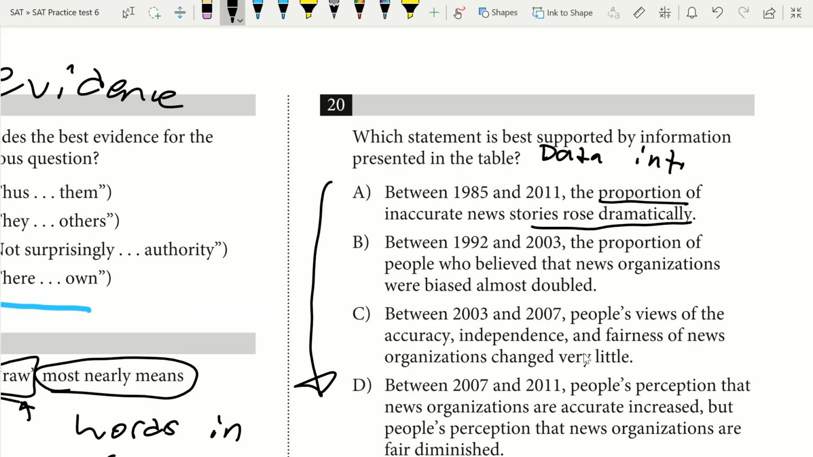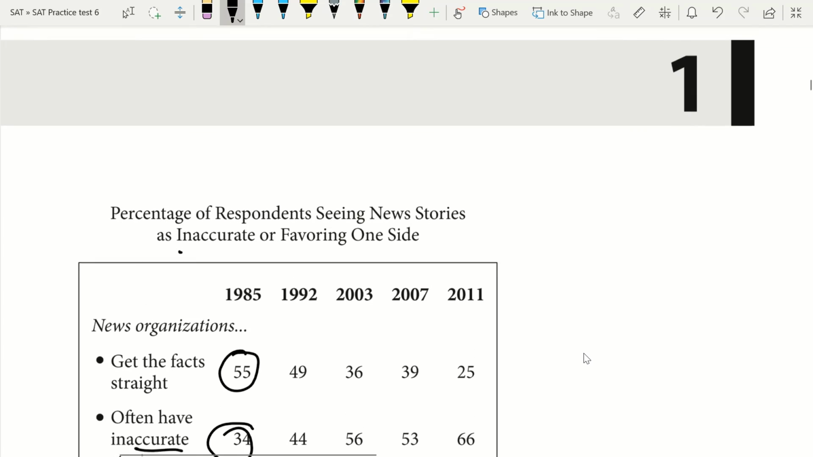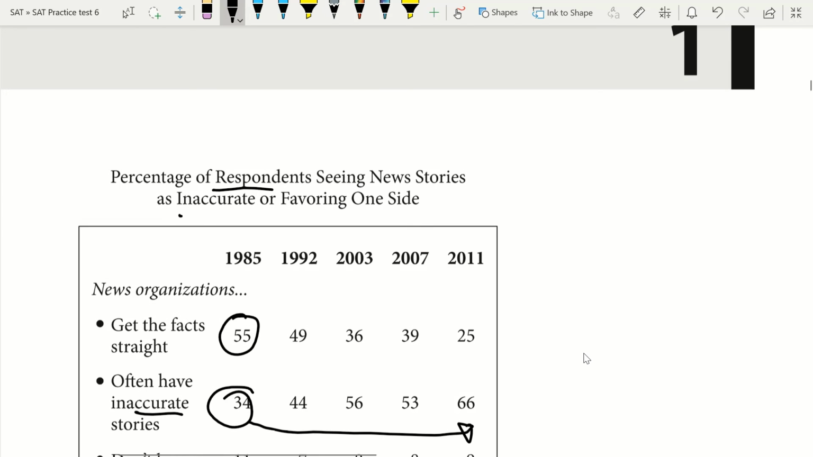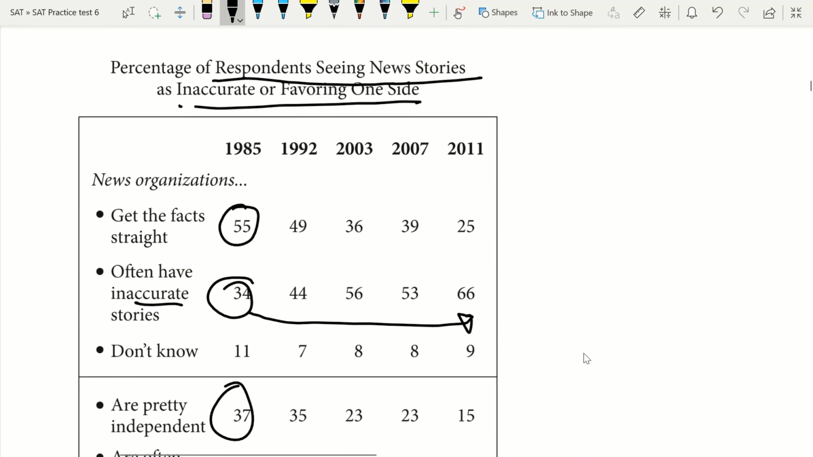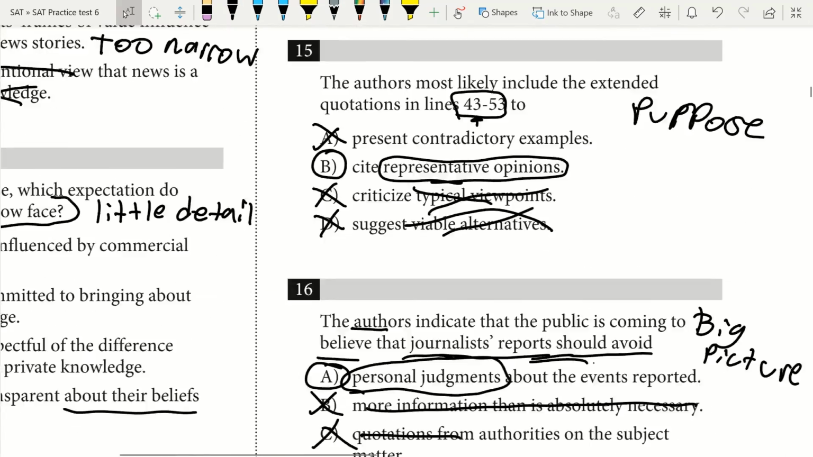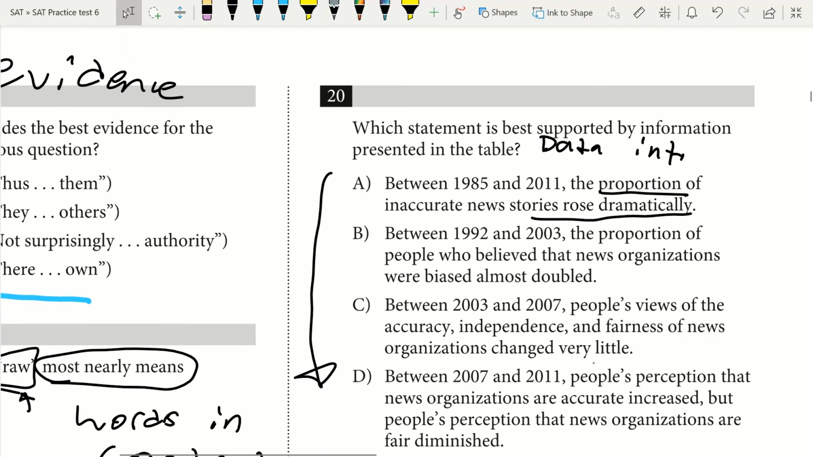Okay, we can't make that claim because this table up here is people's perspectives. This is the percentage of respondents that are seeing news stories as inaccurate or favoring one side. So they may think that there's an increase in inaccurate stories, right? They may think that there's more, but that doesn't necessarily mean that there's more. So we can't say that those proportions of inaccurate stories did rise dramatically.